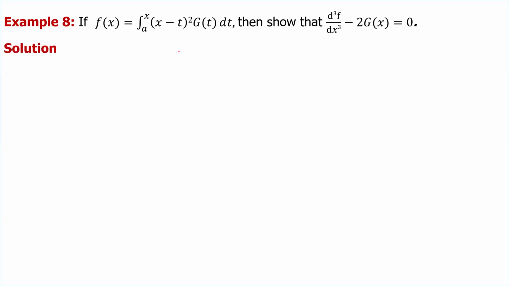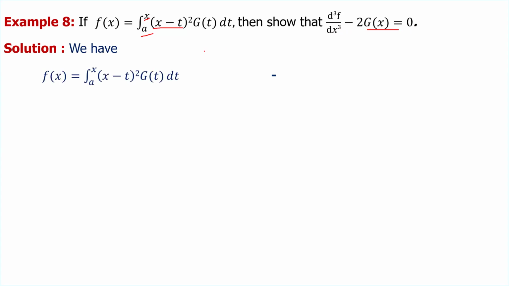In this lecture, we take the example of DUIS rule number 2, or differentiation under integral sign rule number 2, also called Leibniz rule. The question is: if f of x equals the integral of (x minus t) whole square g(t) with respect to t under the limit a to x, then show that d³f/dx³, the third order derivative of f with respect to x, minus 2 times g(x), is equal to 0.